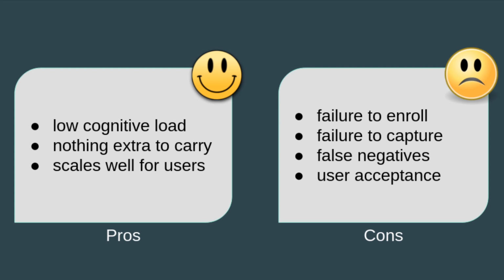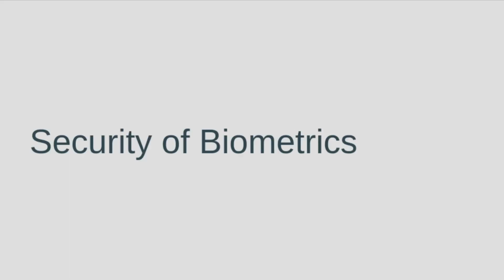On the other hand, there are some issues with usability. For example, failure to enroll, failure to capture, and false negatives can all lead to valid users being denied access to their account, a violation of availability. It's also the case that some users may be hesitant to accept the use of biometrics out of privacy concerns. They don't want the system to have their fingerprint information, for example, or their facial recognition features, for example. So that's the usability of biometrics.